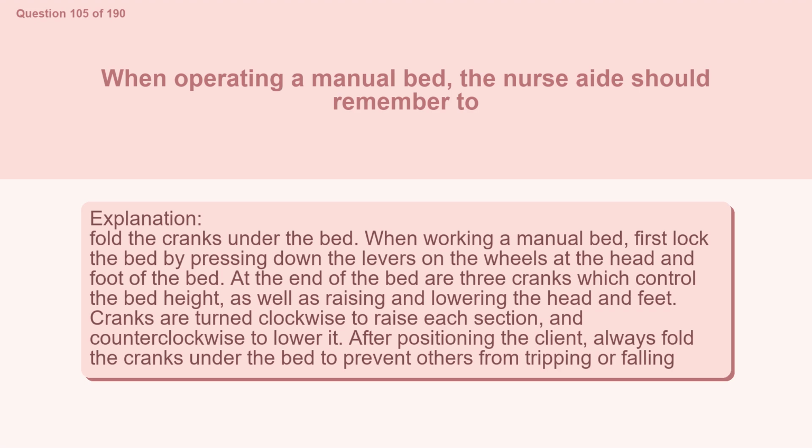When working a manual bed, first lock the bed by pressing down the levers on the wheels at the head and foot of the bed. At the end of the bed are 3 cranks which control the bed height, as well as raising and lowering the head and feet. Cranks are turned clockwise to raise each section, and counterclockwise to lower it. After positioning the client, always fold the cranks under the bed to prevent others from tripping or falling.